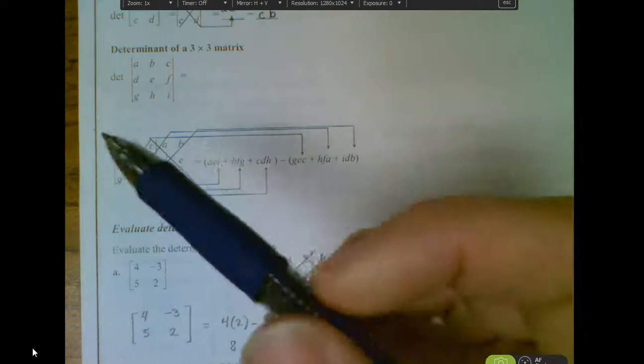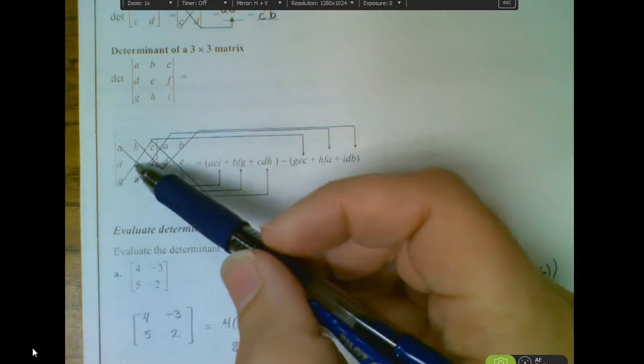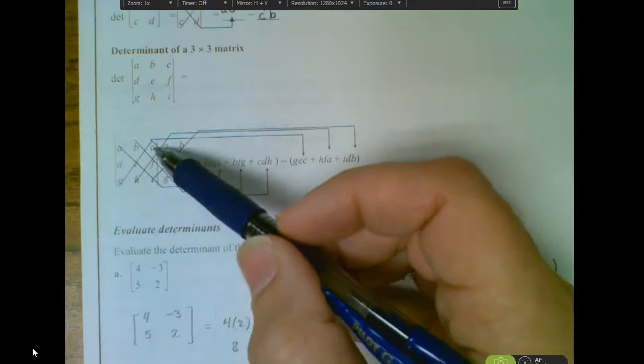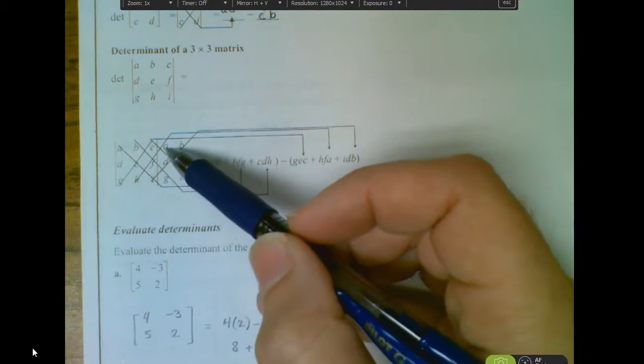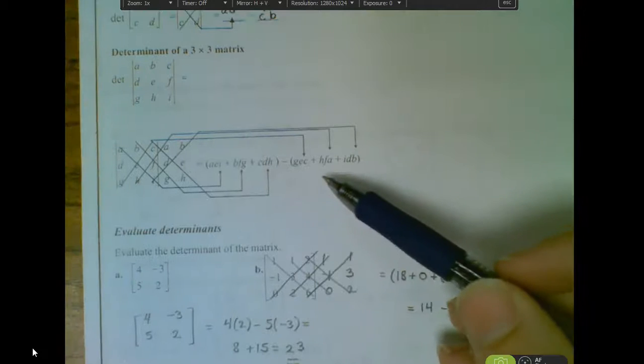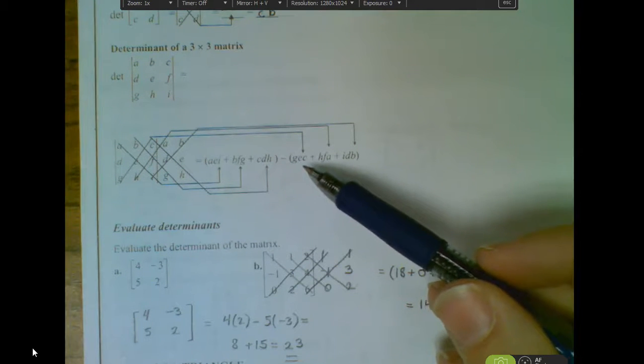Then I'm going to do my upward diagonals. So G times E times C, it always starts in the main diagonal. So I multiply those three together, then I multiply those three together, then I multiply those three together, and that's what you're seeing in my second set of parentheses right here. So those are the upward diagonals that you're seeing on those.